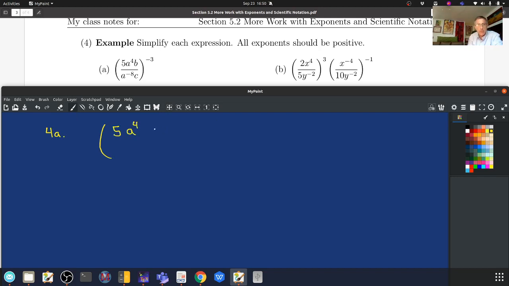to the 4th times b divided by a to the minus 8 times c. All of this now is raised to the minus 3rd. So again, we're going to use PEMDAS. And we're going to work on simplifying what's in parentheses. Because it's parentheses first, exponentiation second.